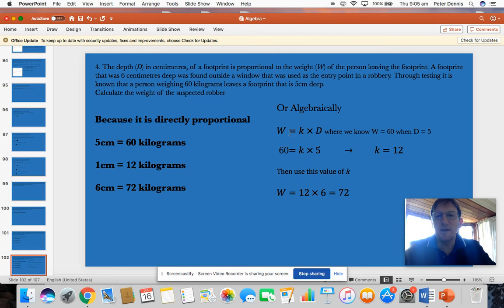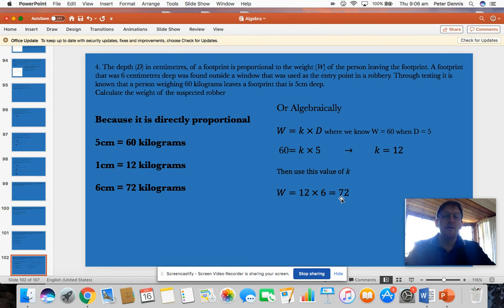So algebraically, W equals K times D, where we know that W equals 60 when D equals 5. They always give us some initial information. Why? So we can find K. So in this case, 60 equals K times 5. That's just substituting stuff in. And what have we found? That K equals 12. Why have we found that? Because this is the 12 over here. That's basically what we're doing there. We found that K equals 12. Then we use this value of K. So 12 times 6 equals 72.